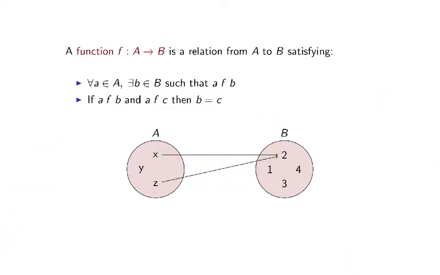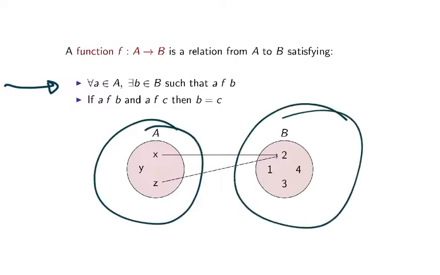Let's make some variation in the example. Let's consider this other relation now. In this case, the relation between the sets A and B is that X relates to 2 and Z relates to 2. So what do you think? Is the first property satisfied in this case?